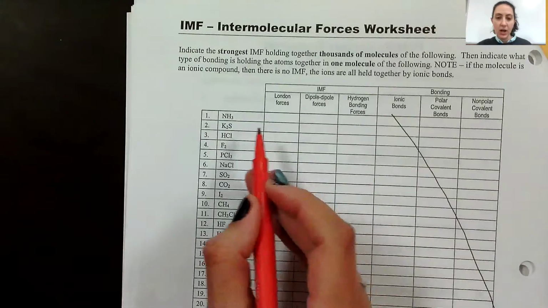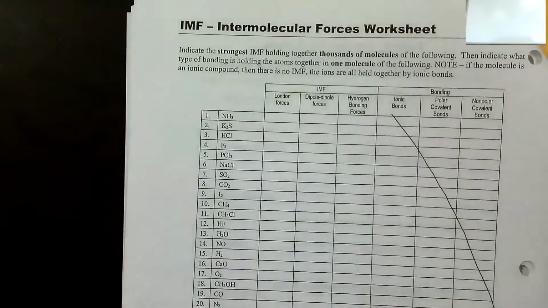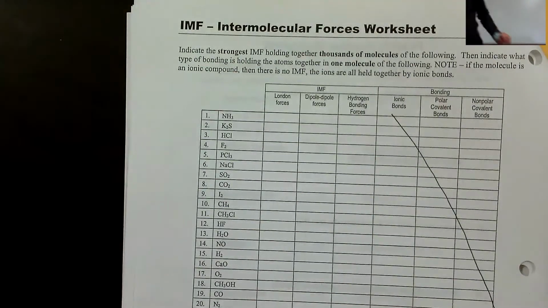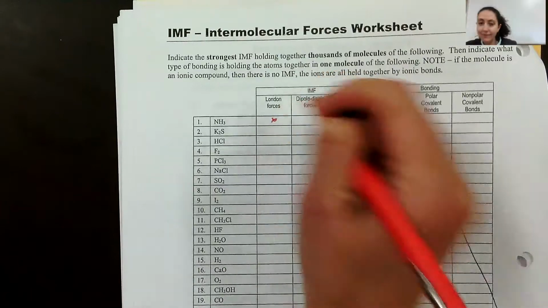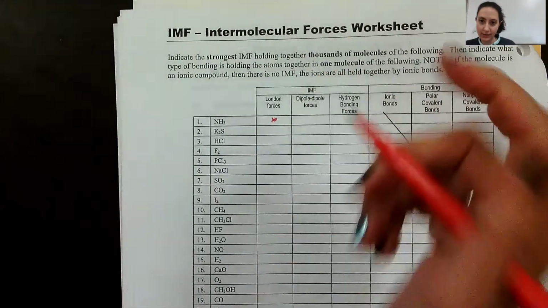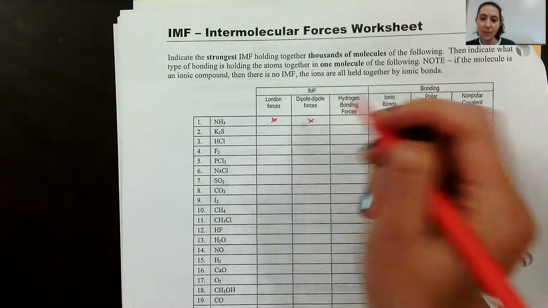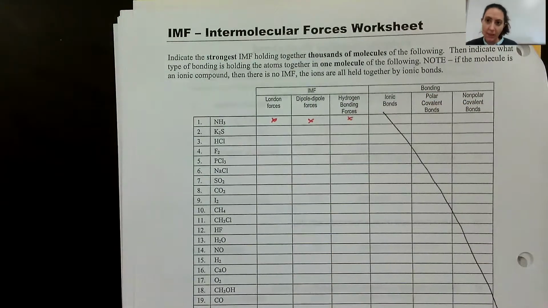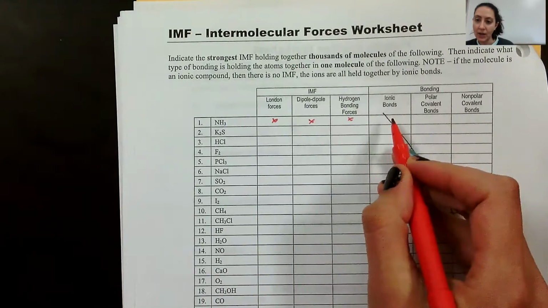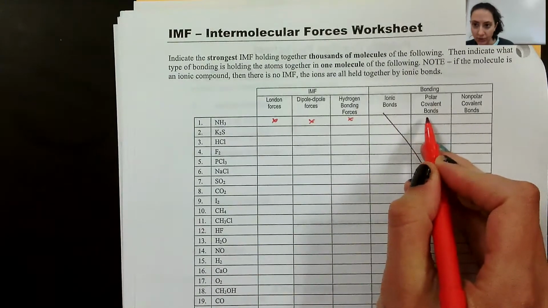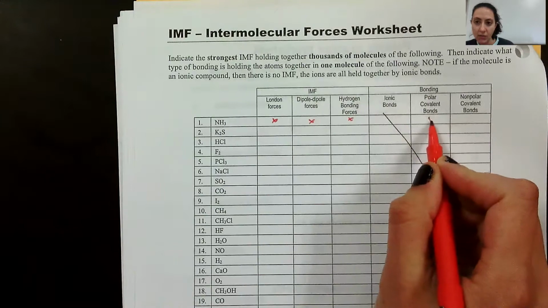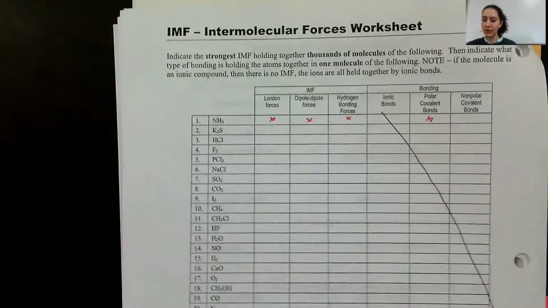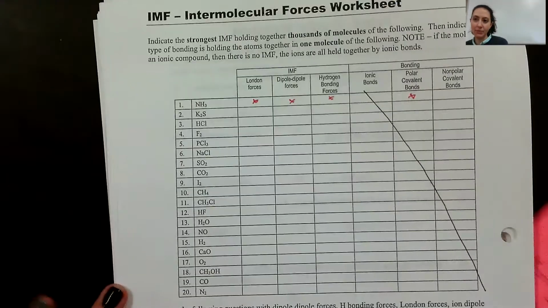Some of this is good. So for NH3, we actually just did that one. That's ammonia. We'll pick out a whole bunch of these. Ammonia has London dispersion forces. They all do. It also has dipole-dipole. It's a polar molecule. And it also has hydrogen bonding. It does not have ionic bonds. It does have polar covalent bonds, though, which we didn't really talk about, so don't worry about it. I would ignore that.